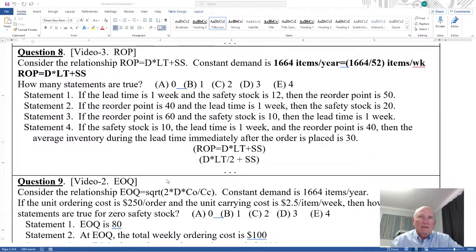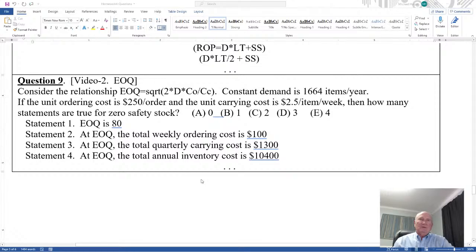Okay, question number 9. Then I go into EOQ. Same with EOQ. Okay, now the EOQ you can see here. For EOQ here, again, I'm giving the demand rate, the ordering cost, and carrying cost. So I'm giving you everything you need for EOQ. But then what's the EOQ? At EOQ, the total weekly ordering cost, the total quarterly carrying cost, the annual inventory cost.